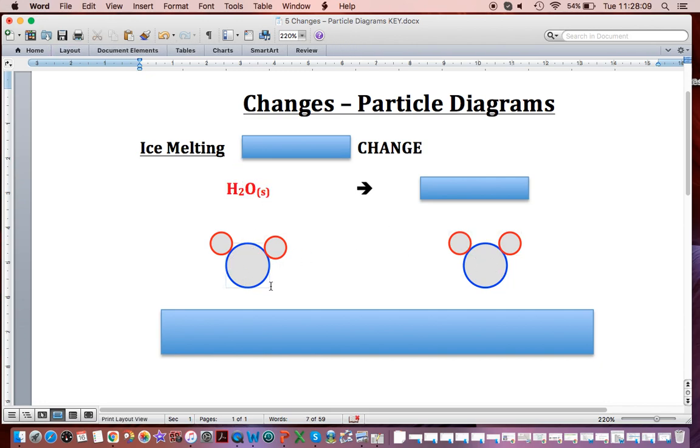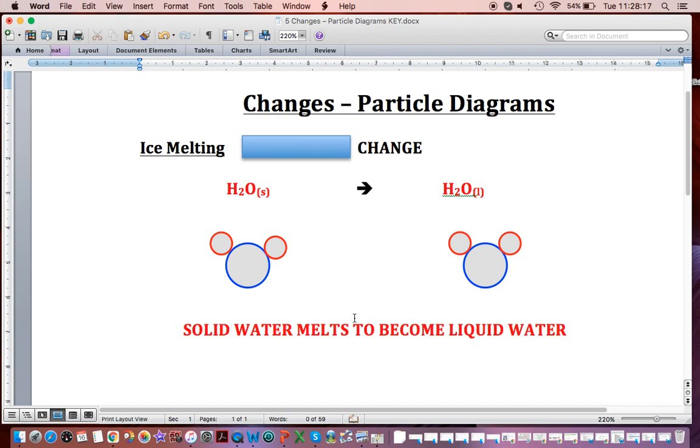And we're saying this represents a molecule of water in the solid state. And over here, it's still water, still H2O, but we're saying it's in a liquid state. So solid water melts to become liquid water. Well, the key word there is melt. Any change of state is a physical change, and that's because there's no change in the formulas from when we start to when we finish, and no rearrangement of the elements.